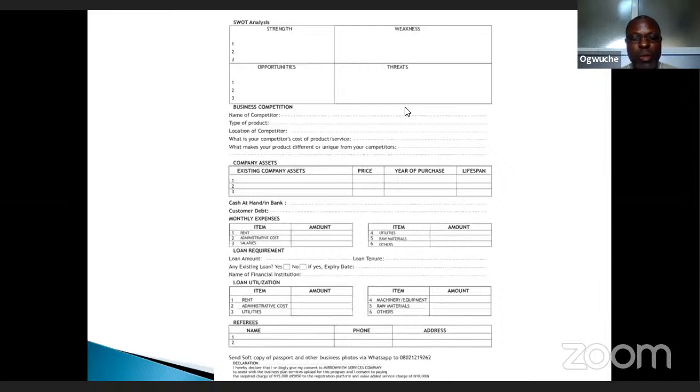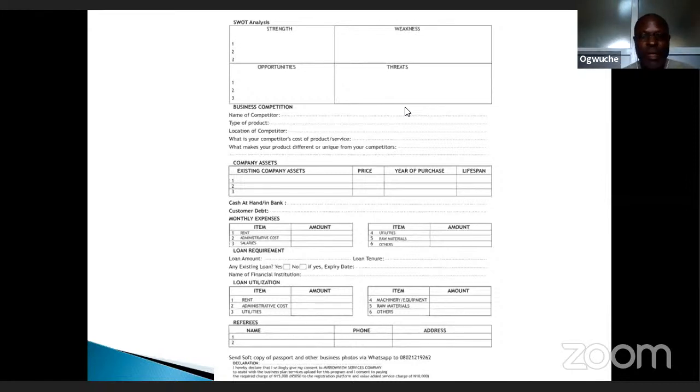Loan utilization. Under loan utilization, the items are also the same with the monthly expenses. Here, we'll be looking more in terms of the total amount now. So your rent amount on the monthly basis in your workplace, for example, if it's 1 million, you indicate 1 million. Administrative costs, the total amount you spend for administrative issues, day-to-day running costs, we also indicate. Utilities, that's for things like water bill, electricity, you'll be able to know how much you spend on a year-to-year basis. So you indicate. That same applies to machineries, raw materials, and the rest.